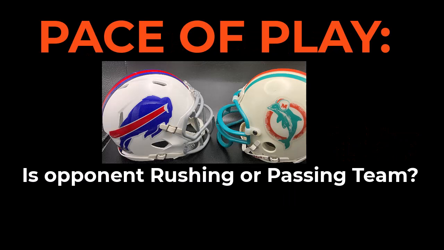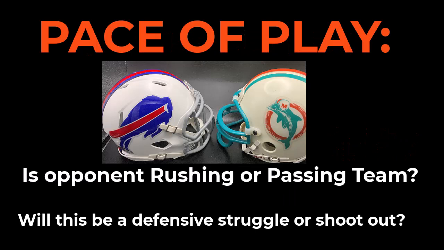Pace of play is something that is more of an art than a science. Try to figure out, is the opponent a rushing or a passing team? Look at Buffalo, for example. They had 122 rushing yards. In that game against Dallas, they really used the running game to stifle the Cowboys and keep Dak Prescott off the field. They'll probably do the same thing against Tua. And will this be a defensive struggle or a shootout? Well, in the rainy conditions, plus playing for the division, expect the teams to be tight and more conservative. That lends itself to an under on both the score and the yardage.